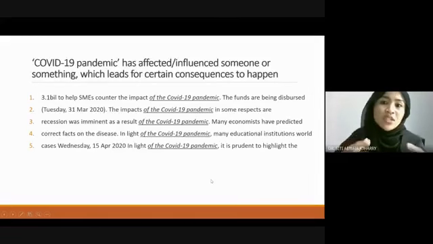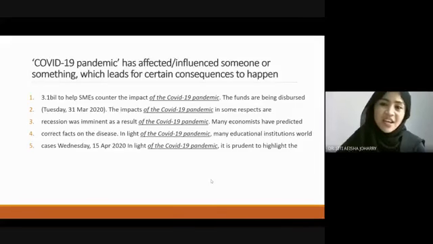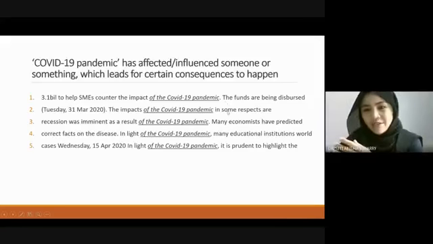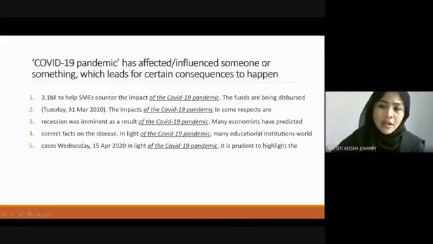So what you would normally do when you find similar characteristics of how a phrase is being used, you want to then group it and give some kind of description. What is the similarity there? In this case, it's about affecting, and then you can see what happens afterwards are the consequences: the funds that are being dispersed, the impacts on economies, economists have predicted what, educational institutions would do what.